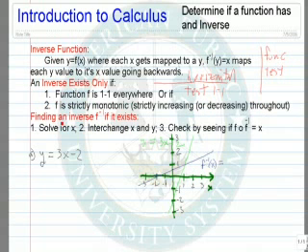So here's how we find an inverse. First, we solve the equation for x, interchange the value of x and y, and then double check by seeing if the composition f of f inverse is equal to x. We also have to go the other way.